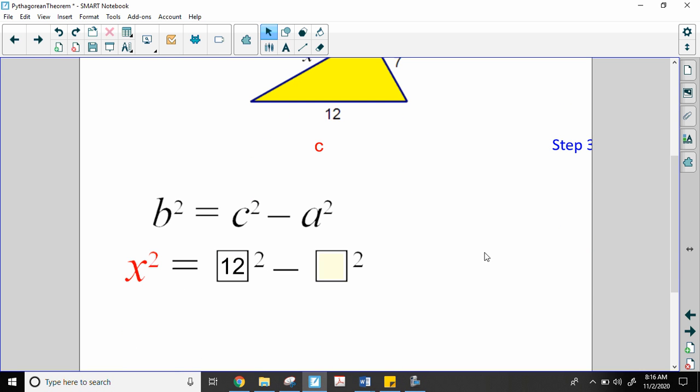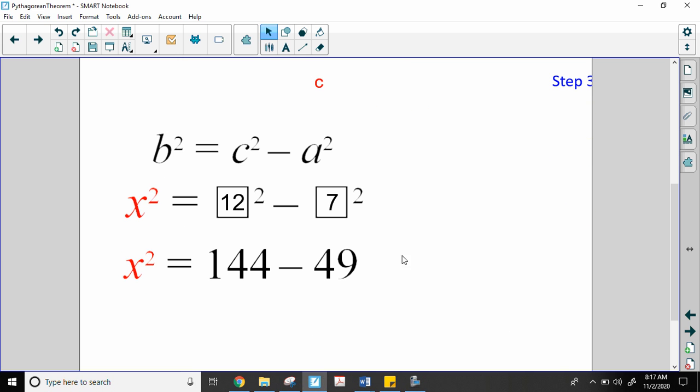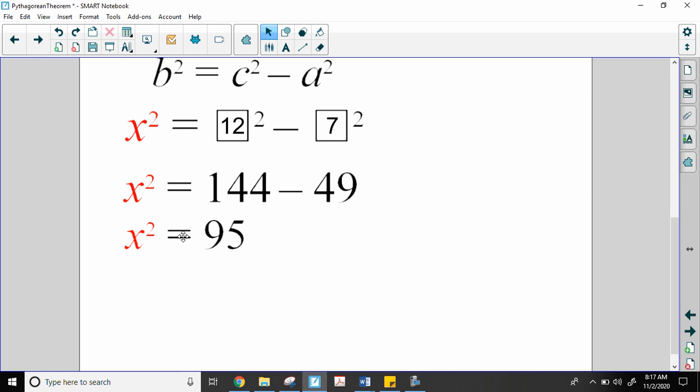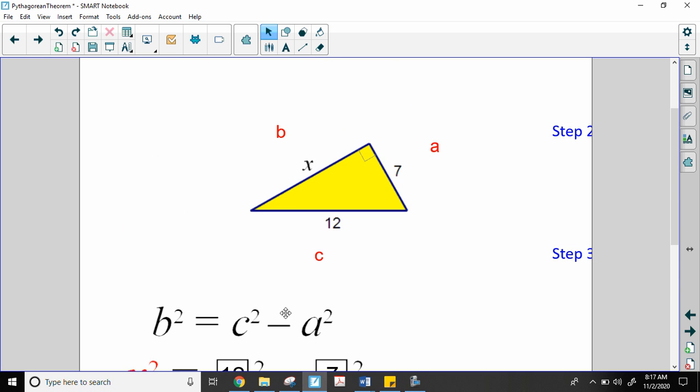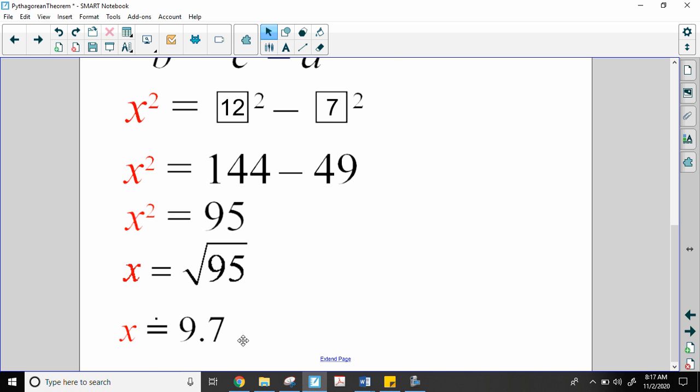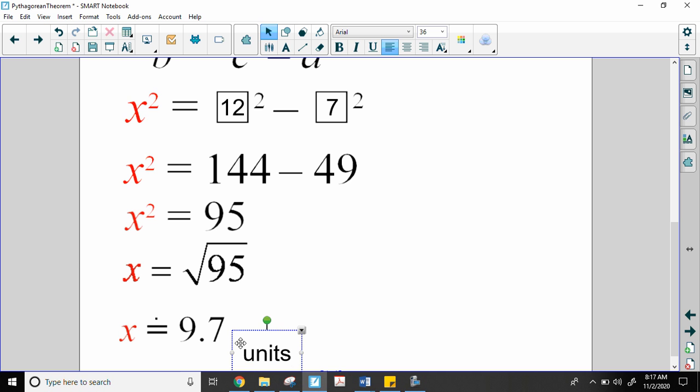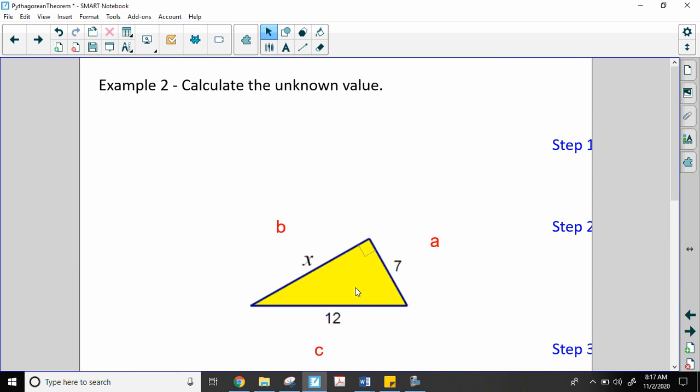But then we do know that the hypotenuse is 12 and the other side length is 7. So we just plug in those numbers. 12 squared is 144, 7 squared is 49. We do that subtraction, it gives us 95. Then we have to take the square root of both sides to get that x by itself. And when we take the square root and you round, we get approximately 9.7. And again, we're going to put in units because they didn't give us any units with this example.